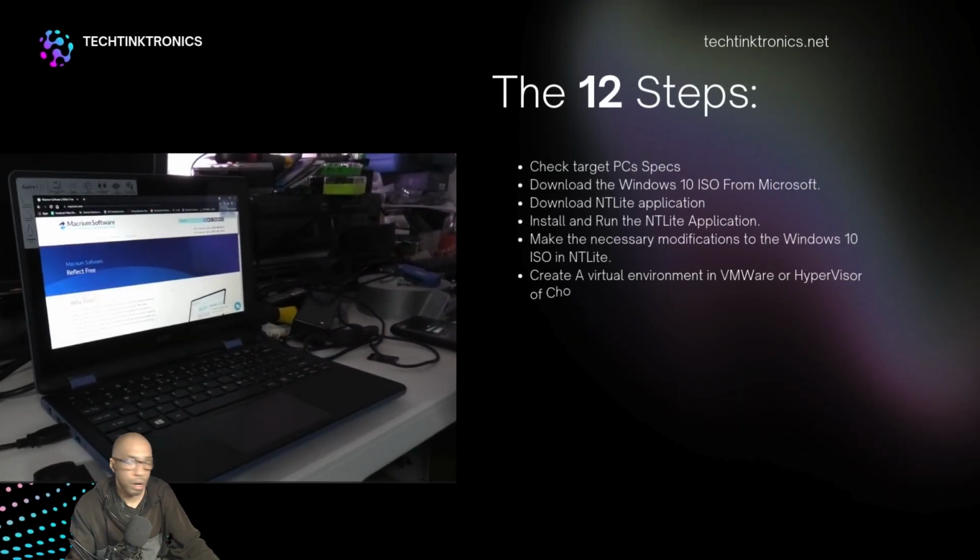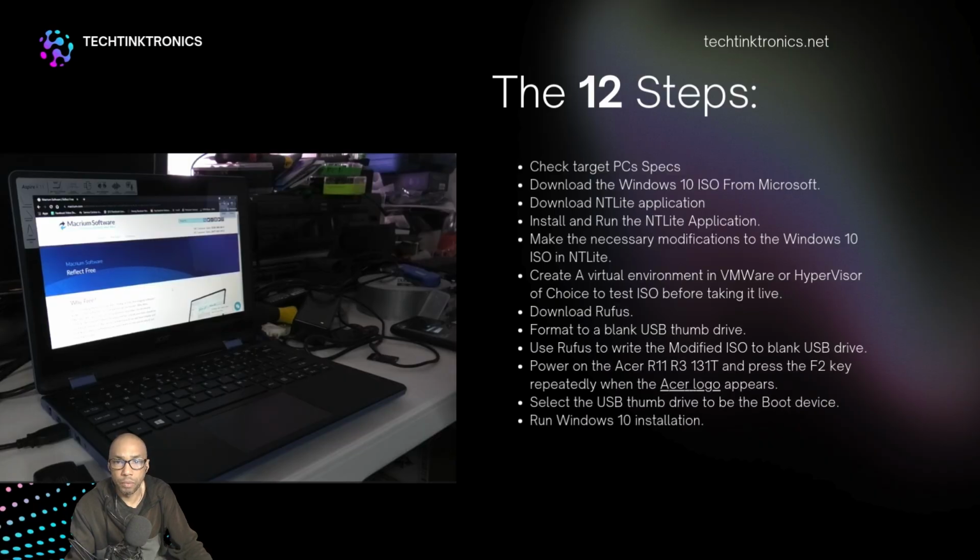So here are the 12 steps required to get this done. First, you want to check the target PC's specifications before you do any project. Then, when you're comfortable with going forward with the specs that you have, you want to download the Windows 10 ISO from Microsoft. Actually, you have to download the media creation tool, which downloads the Windows 10 ISO for you, and then allows you to create the ISO based upon what you need and require. Then download the NTLite application, and install and run it.